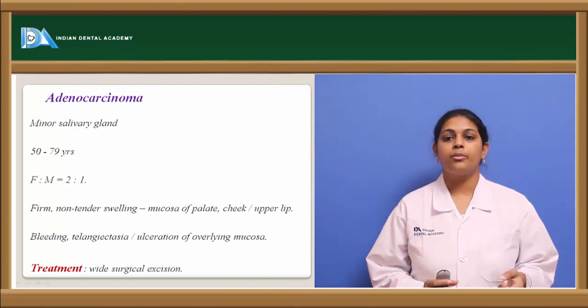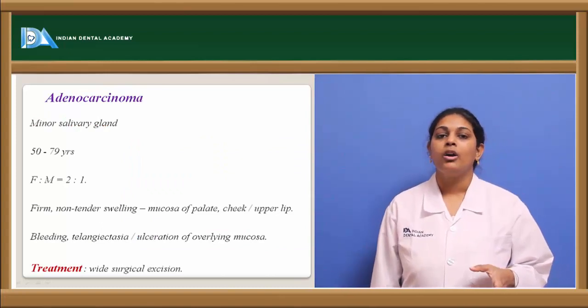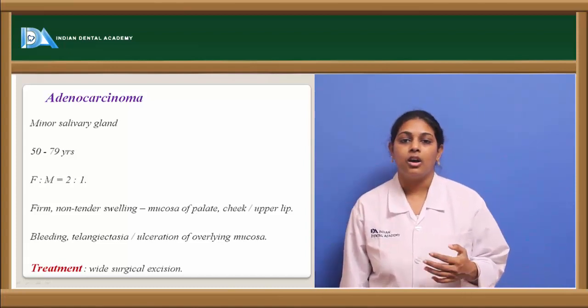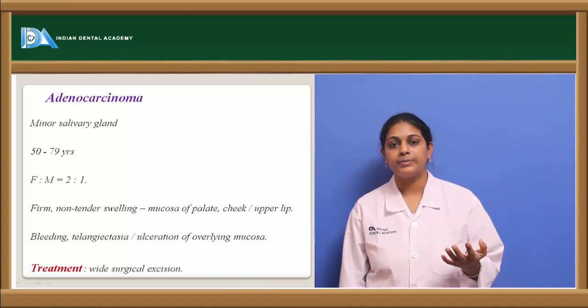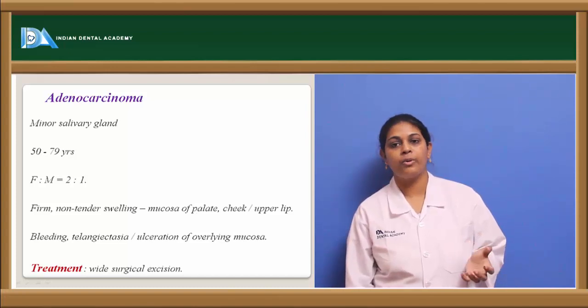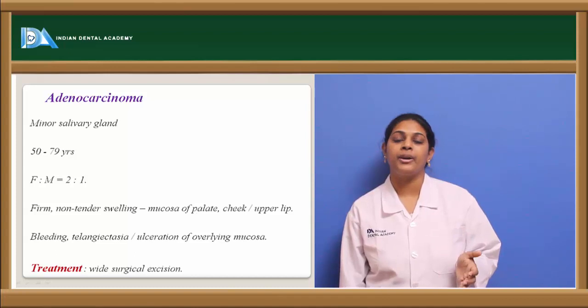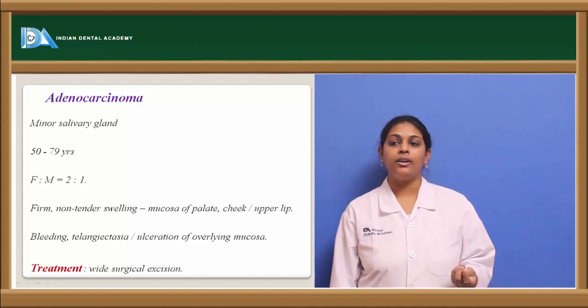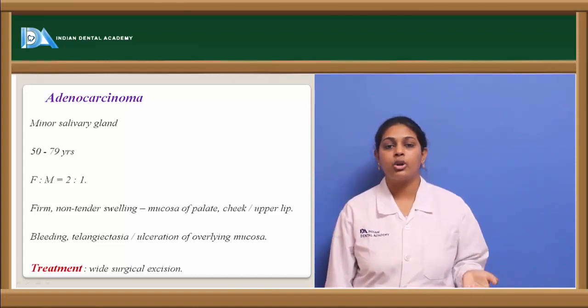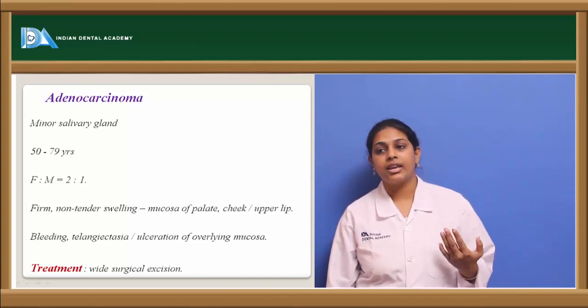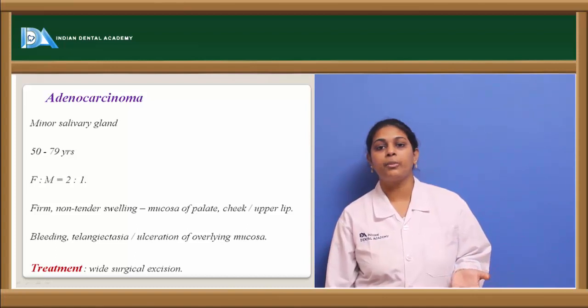Coming to adenocarcinoma, adenocarcinoma is a carcinoma most commonly seen predominantly occurring in the minor salivary gland area. It is usually seen in an age group of 50 to 80 years, showing female predilection when compared to male, in a ratio of 2:1. And clinically we see that this tumor appears as a firm and non-tender swelling when it is seen as associated with the mucosa of the palate.